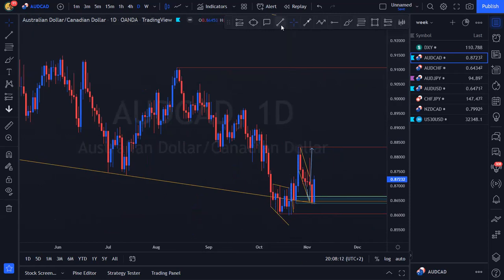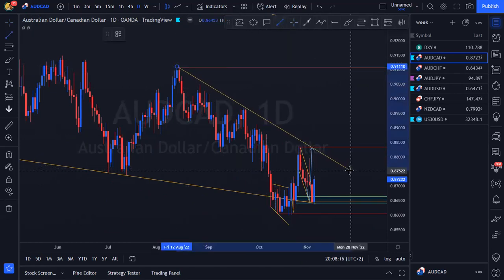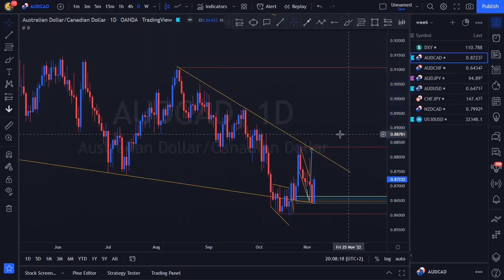So what I want us to do is look at this resistance trend line here, just this most recent price action. I'm going to delete it, I'm not going to leave it there on the charts, but I want us to keep in mind this resistance trend line.